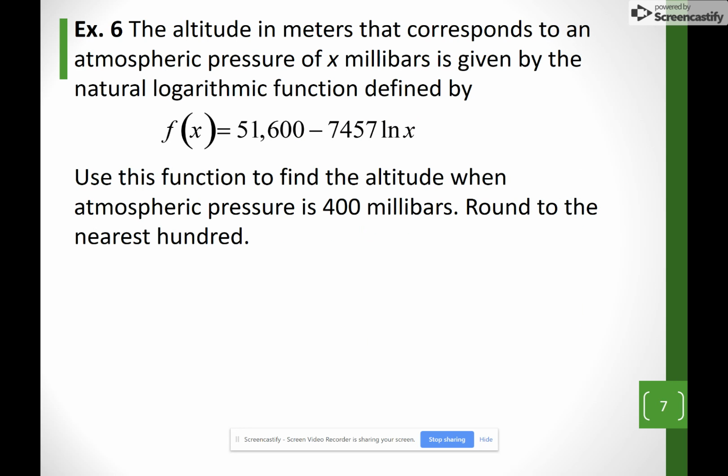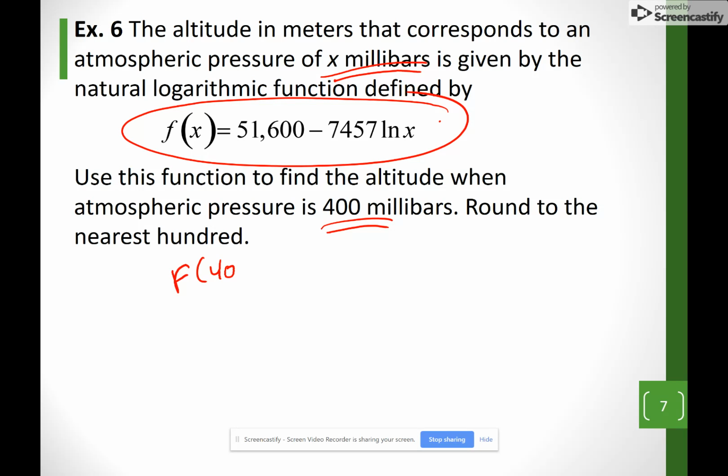Now we're going to use this. We have a function for altitude that corresponds to the pressure in millibars, given by the natural log function defined below. So this is just a function. Use this function to find the altitude when the pressure is 400 millibars. All we're saying is the x value is 400, because we have x millibars, so 400 millibars. So all we're asking is what's f of 400.